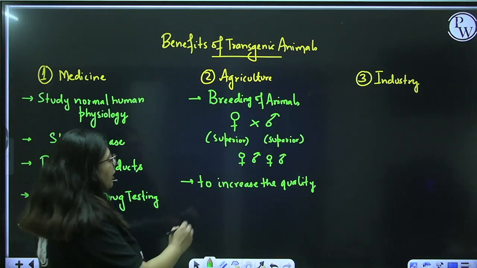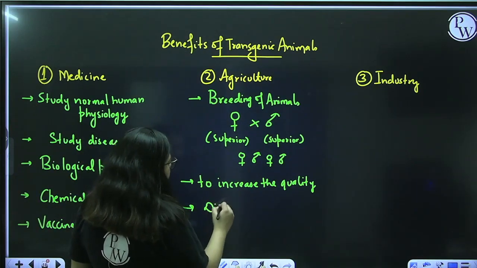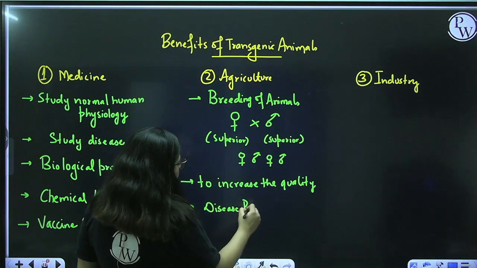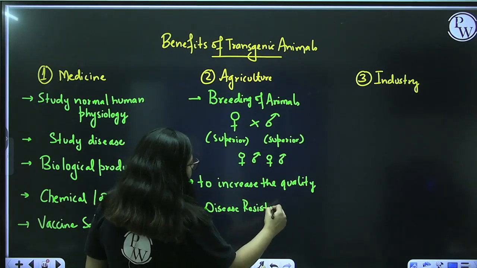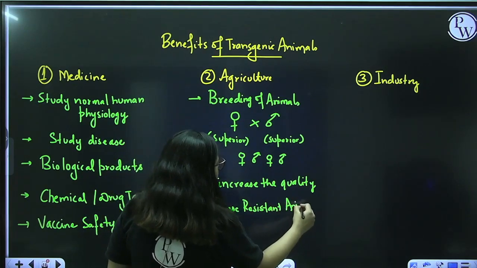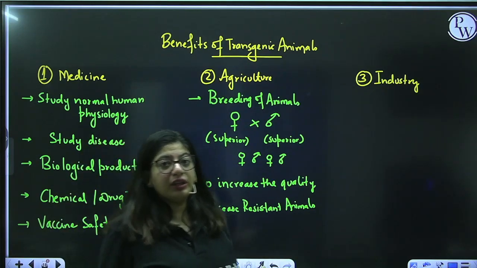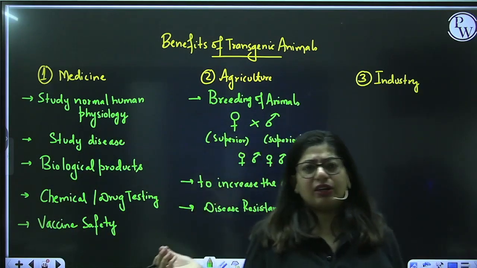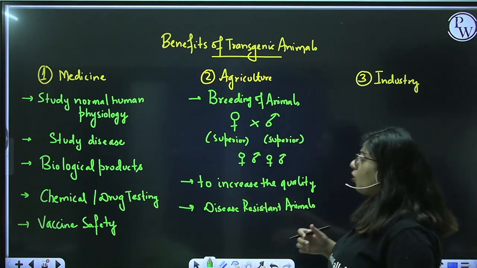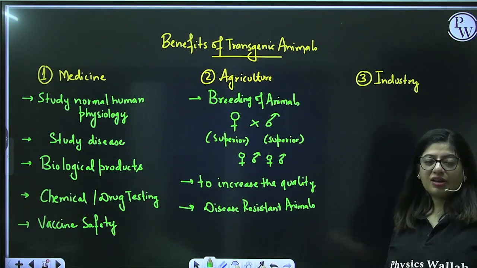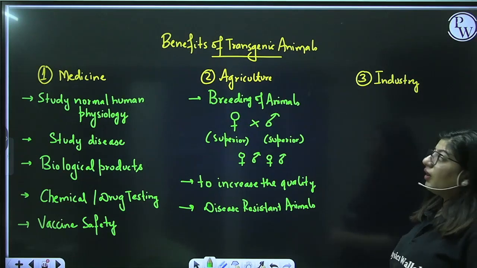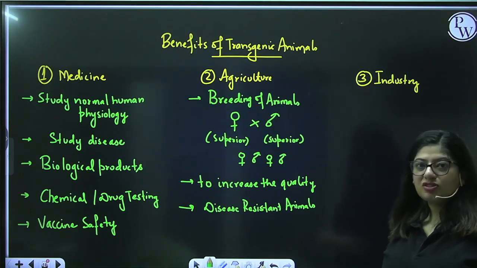We can also make our organisms disease resistant by manipulating their genes. That means they will have strong immunity, and just little microbes can't do anything to them. So all these are the benefits of transgenic animals in agriculture. Now let's talk about industry.